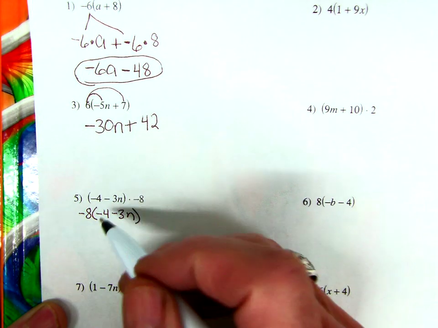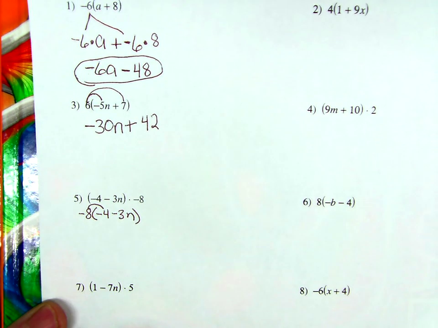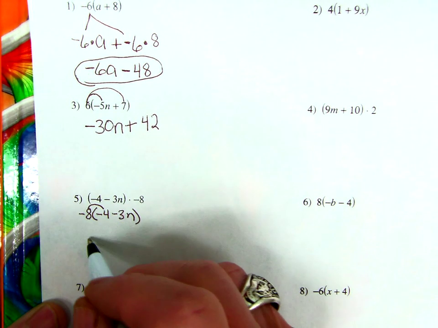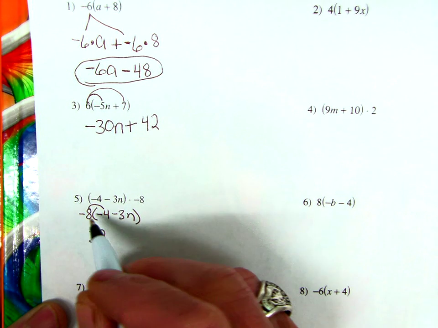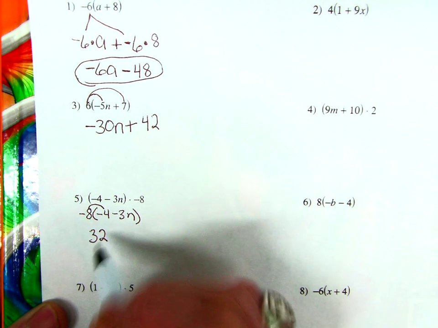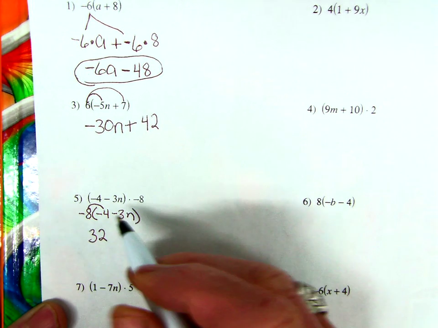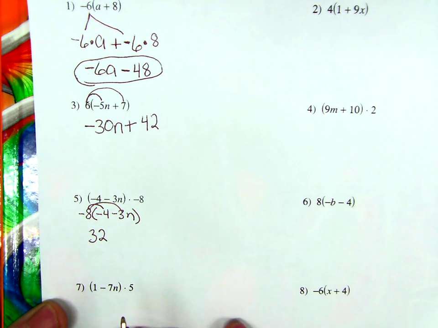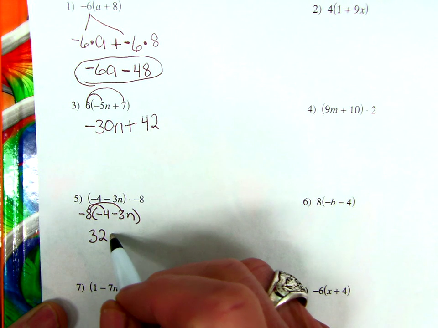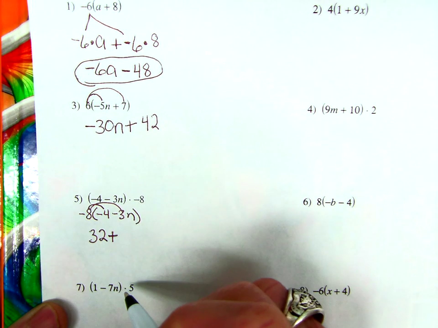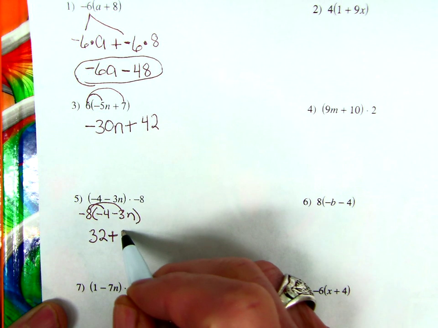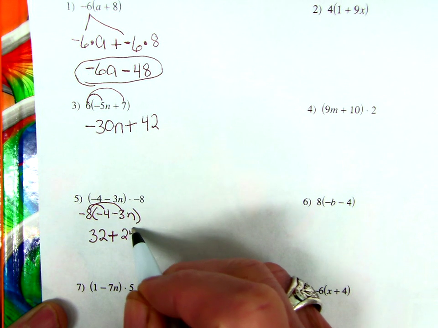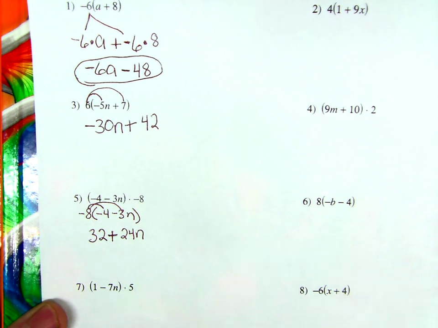So first, we have -8 times -4. A negative times a negative is a positive, and 8 times 4 is 32. So this results in positive 32. Next, we have -8 times -3. A negative times a negative is a positive, so we'll write plus right here. 8 times 3 is 24, and in that multiplication there was an n that we're going to bring along. That is the answer.